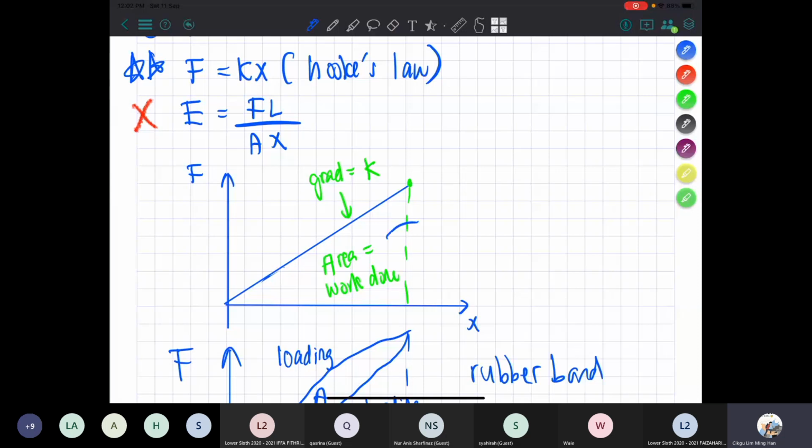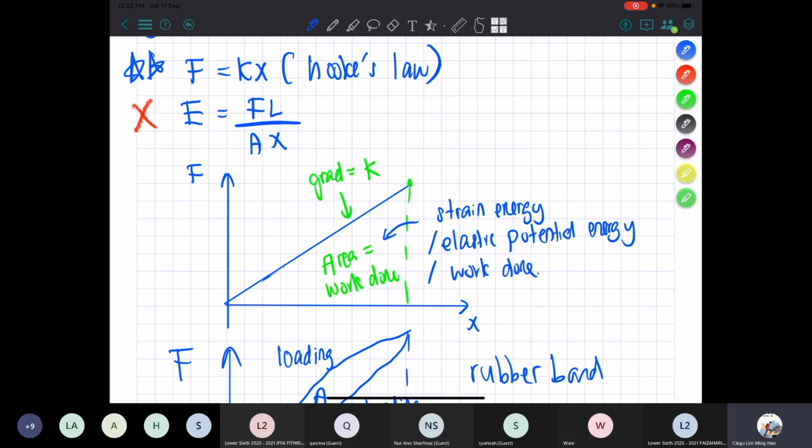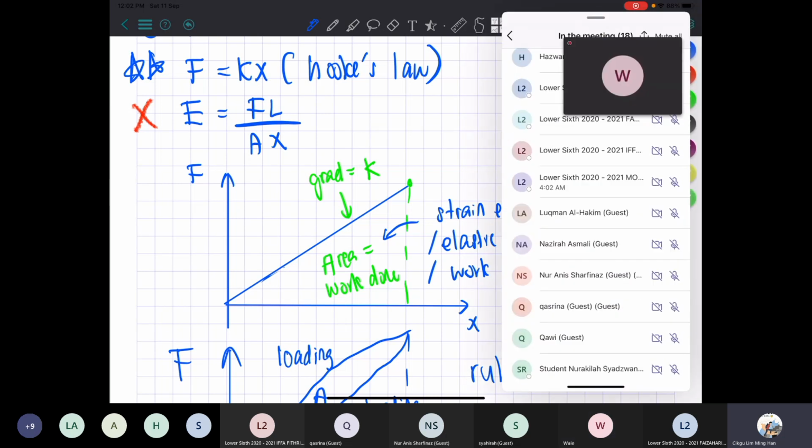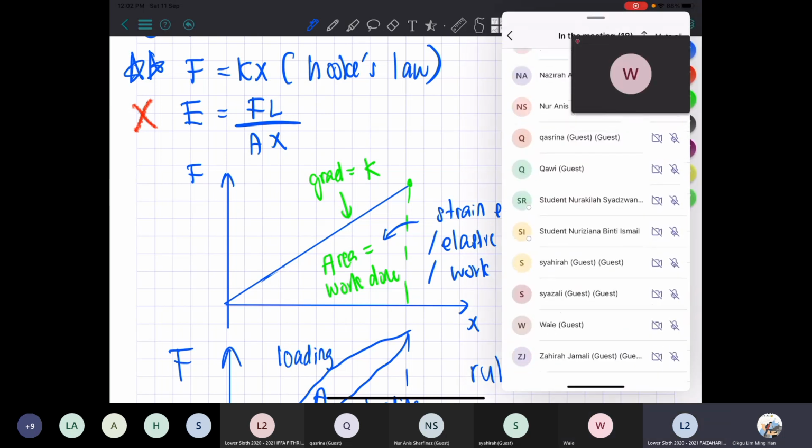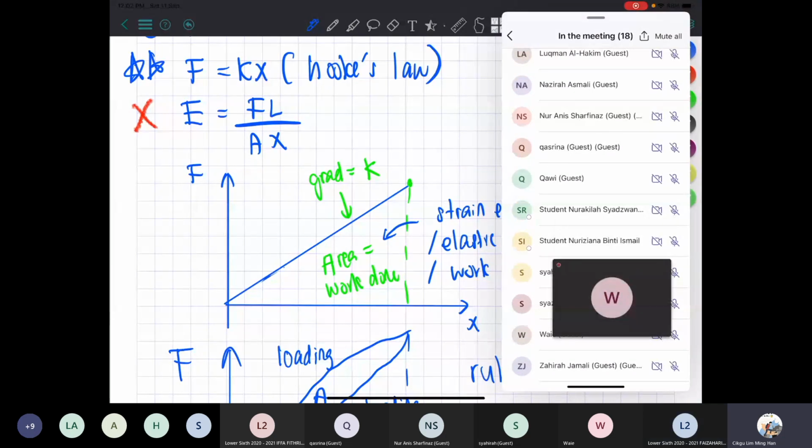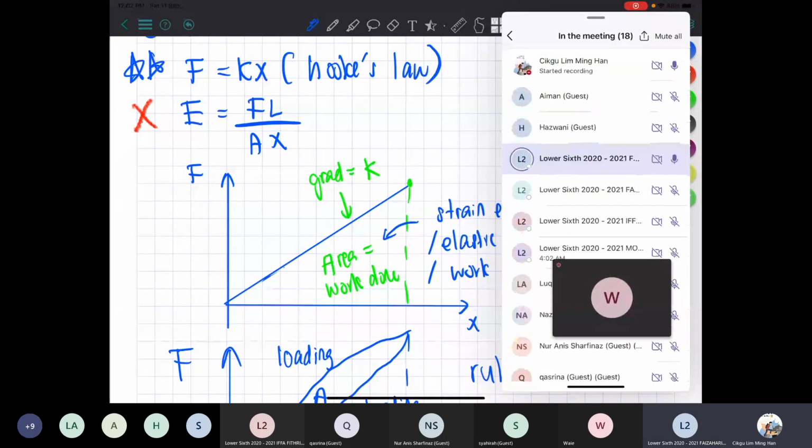So yes, correct. This one, the area under here, we call it the strain energy. Sometimes we call it the elastic potential energy. It's the same thing. Your terms are all the same. Sometimes we just simply call them the work done. Any other questions? Anybody has any question here? Sir. Yes. And the one below is a rubber band, right?